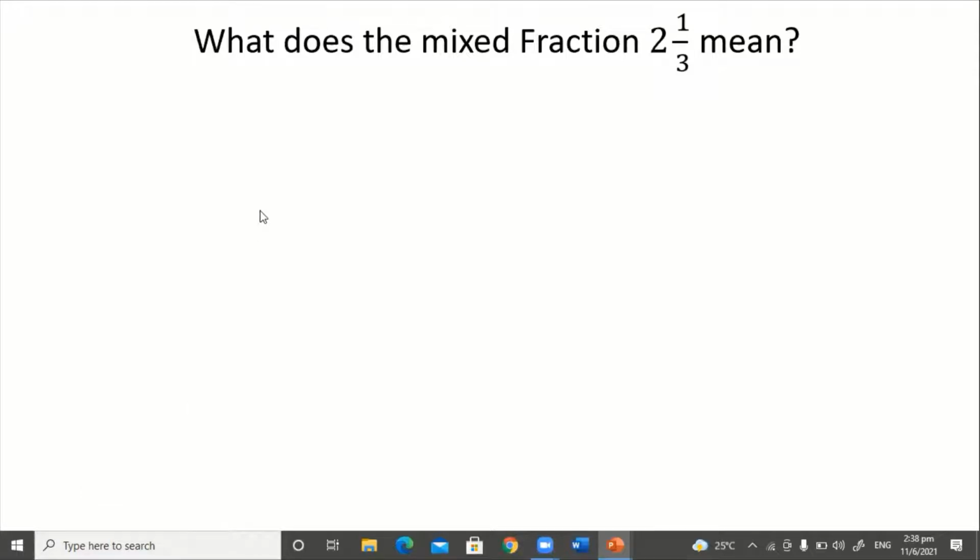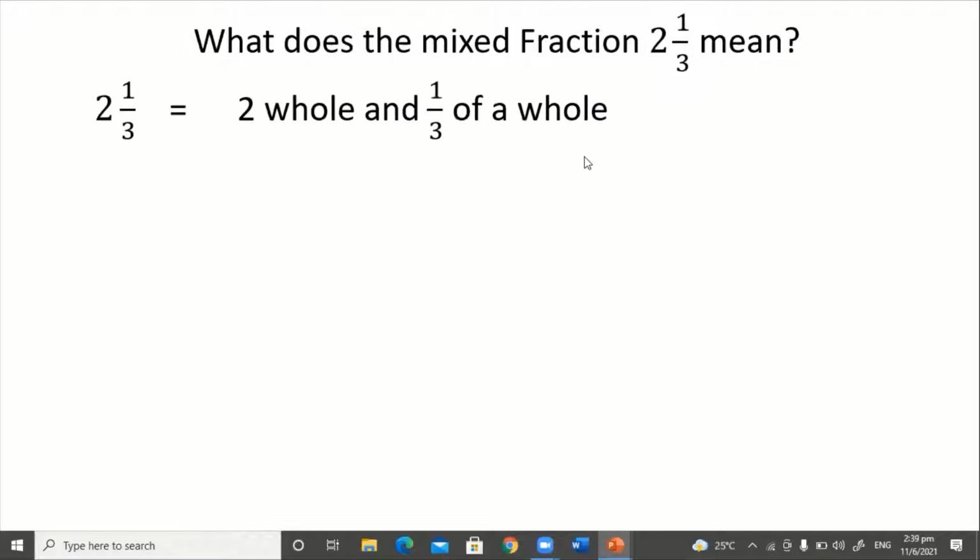Now, here I have a mixed number. What does the mixed fraction 2 and 1/3 mean? Have you ever thought of it? 2 and 1/3. What does this mean? This means that we have 2 wholes and 1/3 of another whole. So 2 and 1/3 is equal to 2 wholes and 1/3 of a whole.